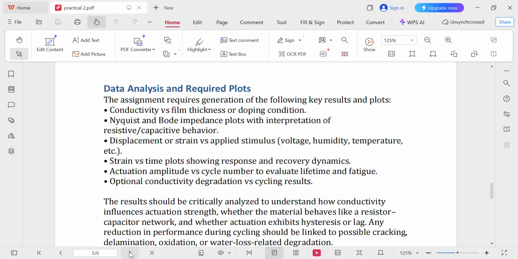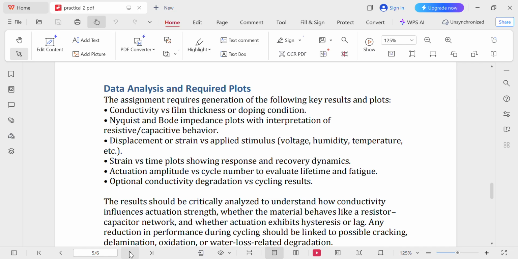Next is data analysis and the required plots. The assignment requires the generation of the following key plots. Conductivity versus film thickness and doping condition. Means a graph should be made to show how the electrical conductivity changes when the film thickness or the doping level changes.